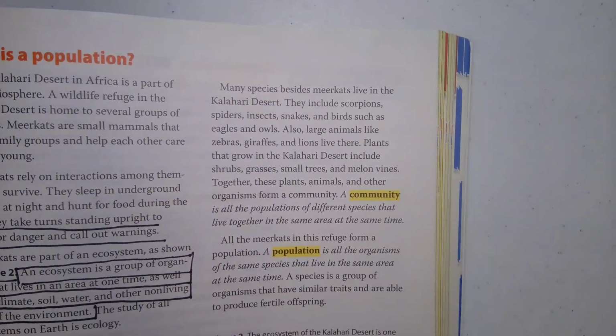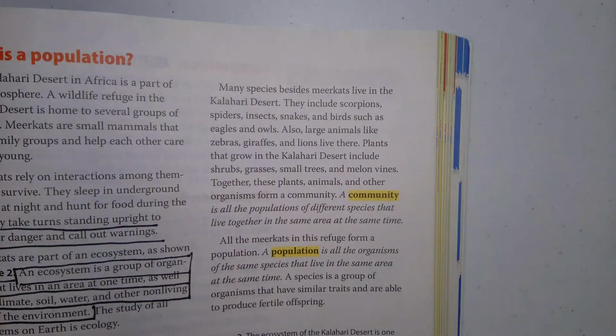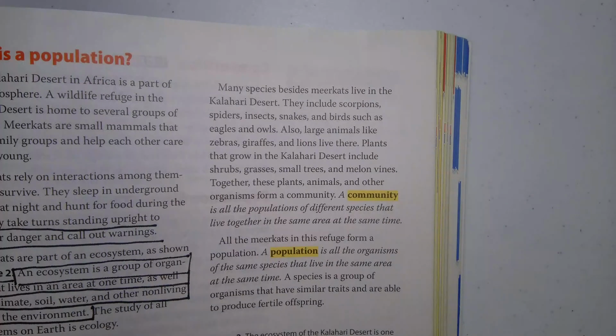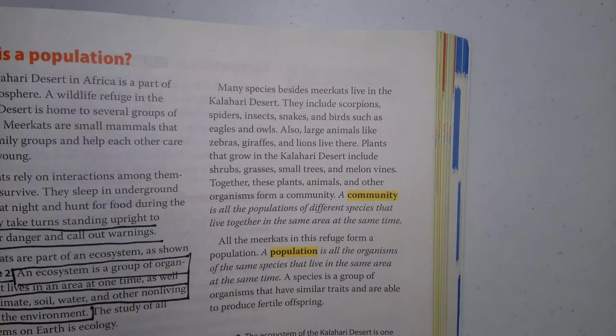Many species besides meerkats live in the Kalahari Desert. They include scorpions, spiders, insects, snakes, and birds such as eagles and owls. Also, large animals like zebras, giraffes, and lions live there.